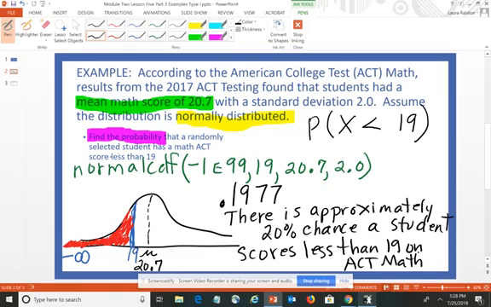The interpretation is we found the probability, and so that probability is this 19. This would be the answer that you would actually put on your paper, 0.1977.